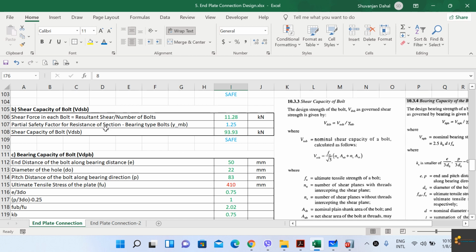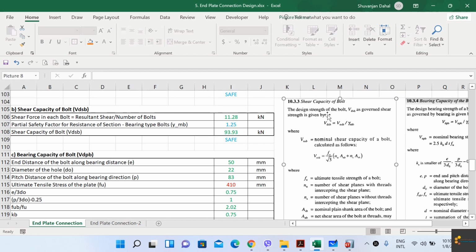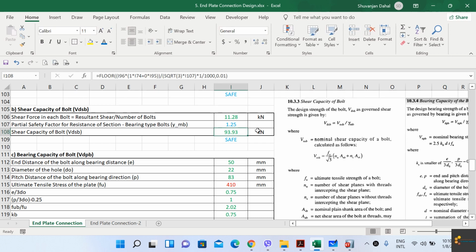The partial safety factor for resistance of section for bearing type bolts is given by 1.25, and then this shear capacity of bolt is calculated using this formula here, given in 10.3.3 of IS code. You use this formula and then calculate the shear capacity of bolt. The shear capacity of bolt comes out to be 93.93, which is greater than the actual shear force coming. Since the strength is greater than the force, that means the capacity is greater than the demand, the bolt is safe in shear also. Here, to calculate the shear capacity of bolt, you have to calculate the nominal shear capacity of bolt and then divide it by the partial safety factor.